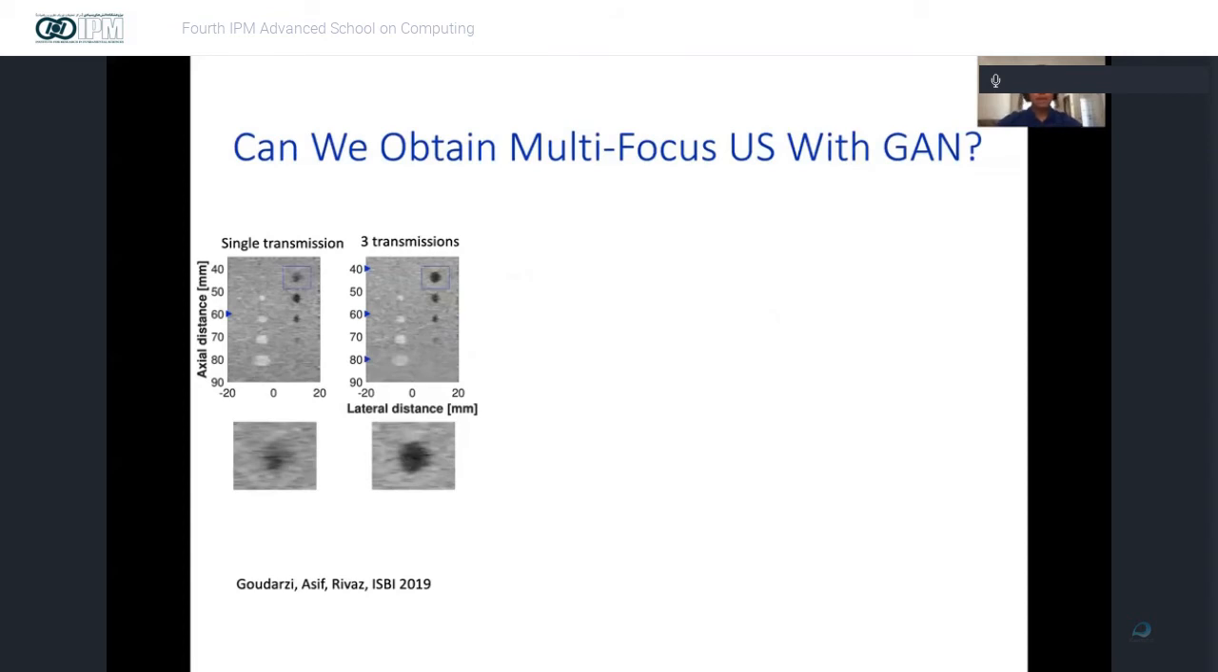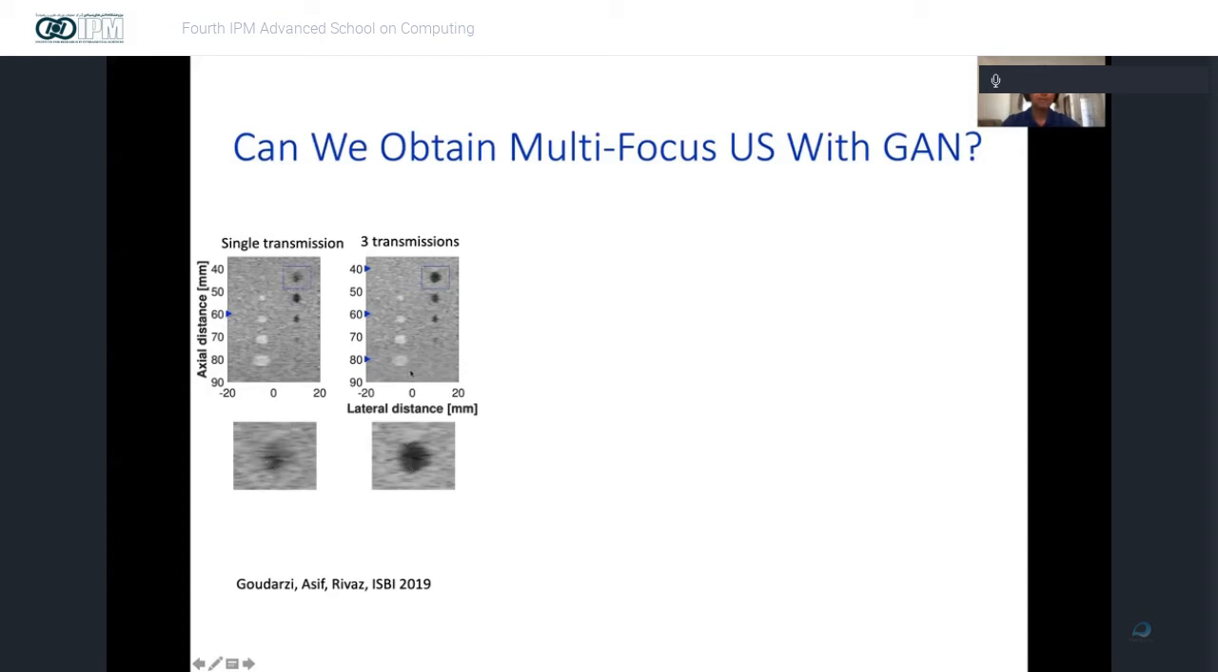So let's look at our setup. This is an image where we have a single focus at 60 millimeters depth. Because our focal point is here, we see that, for example, this cyst at the top doesn't have a good contrast. Now, this is an image where we have 3 transmissions at 3 different locations, and we see clearly that the quality of the image is much better. Here I have zoomed in on this cyst at the top. We see that when we don't focus on the cyst, the contrast of the cyst is quite low.